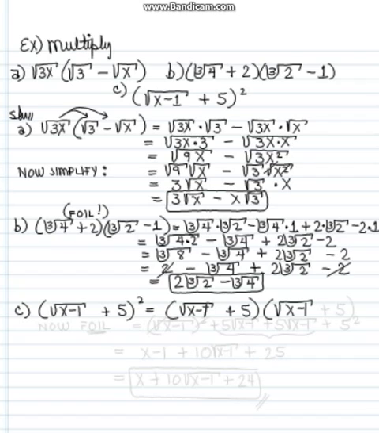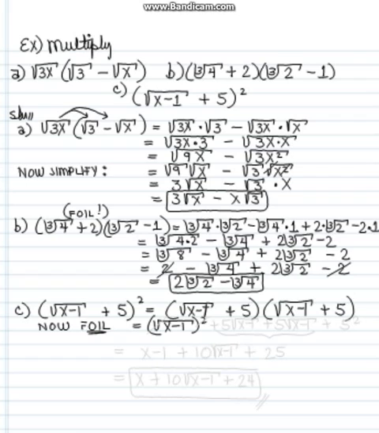So it's the square root of x minus 1, and then plus 5, times the square root of x minus 1 plus 5. They're both pluses because we just squared the thing. We just repeated it twice and multiplied it. Now we're going to FOIL. First times first gives us the square root of x minus 1 parenthesis squared.